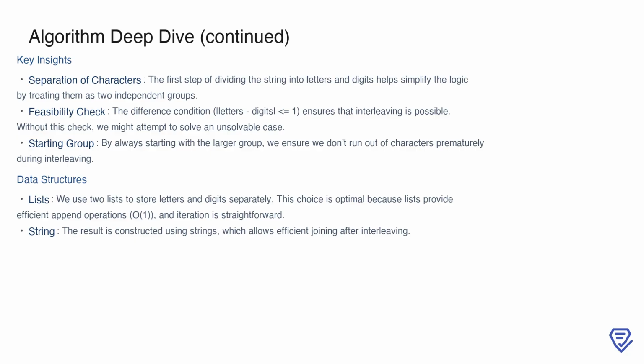Another important consideration is deciding which group starts the interleaving process. By always beginning with the larger group, we ensure that we don't run out of characters prematurely. In terms of data structures, we use lists to store the letters and digits separately because lists allow efficient appending and straightforward iteration. Finally, the resulting string is constructed efficiently by joining the interleaved characters.